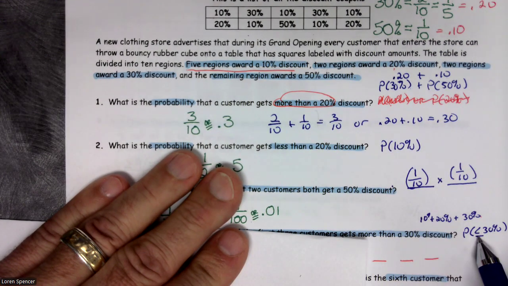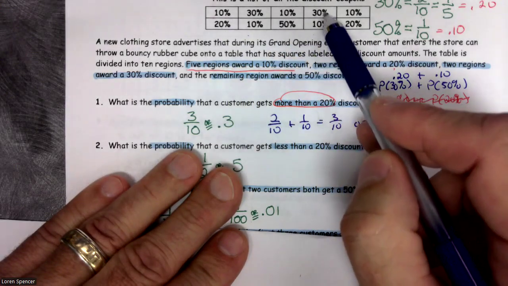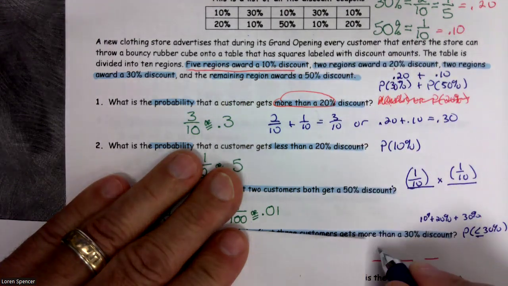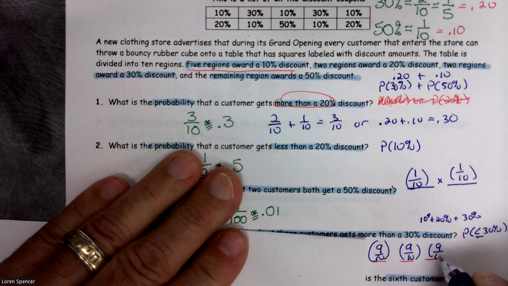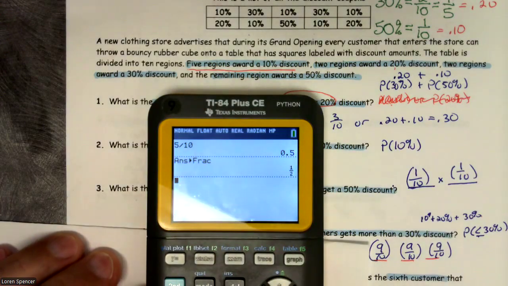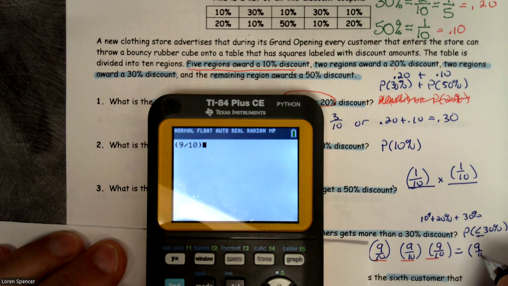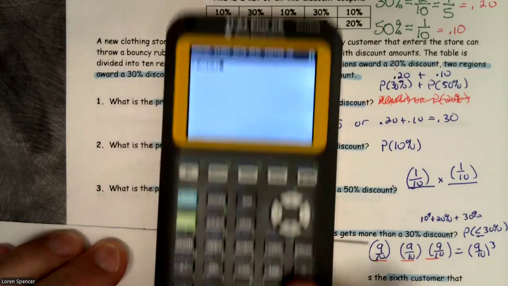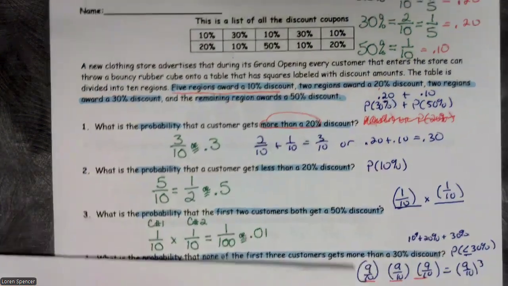What's the probability that we're less than or equal to 30%? Well, 1, 2, 3, 4, 5, 6, 7, 8, 9. 9 out of 10. And the first one has to be less than that, and the second one has to be less than that, and the third one has to be less than that. When we say and, that means we're multiplying. So I can do this pretty easily by going parenthesis 9 divided by 10, and since we're doing it 3 times, I can write it to the third power. I use the little caret button right here, and I get about 0.729.